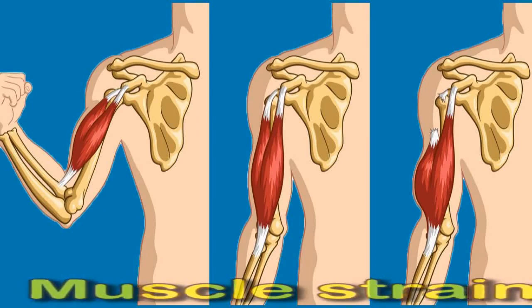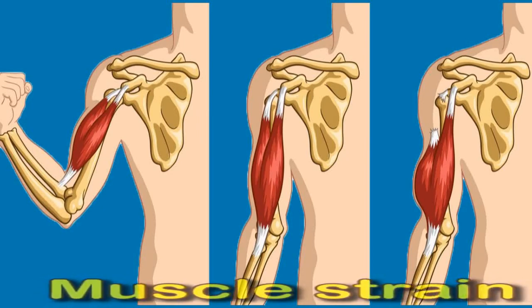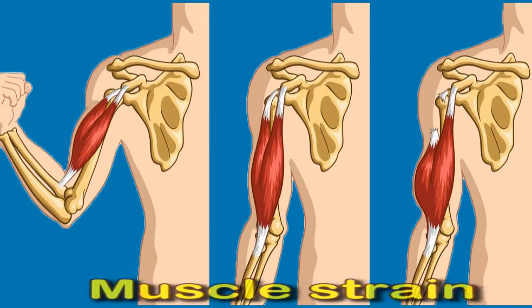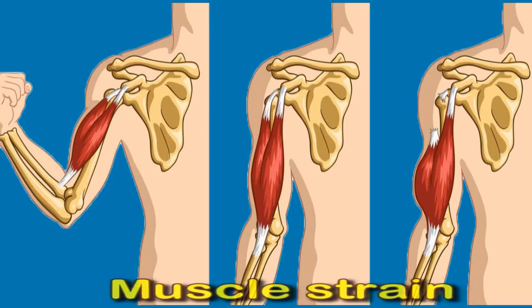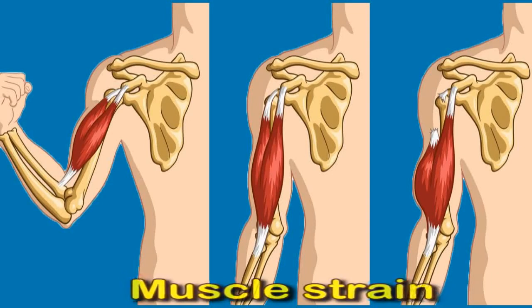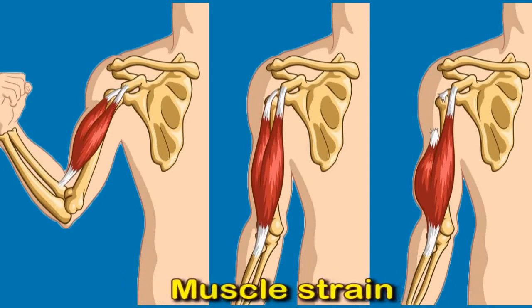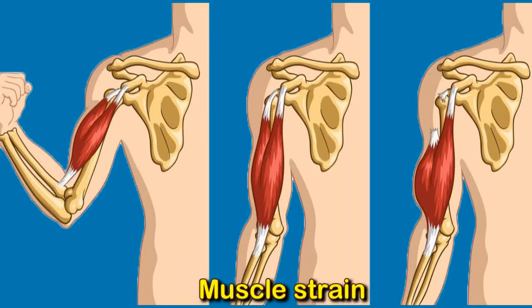Other symptoms. The symptoms of muscle strain depend on the severity of the injury. Grade 1. A mild strain causes pain and tenderness in the muscle, often the day after the injury. Grade 2. A moderate strain causes significant pain, moderate swelling, and some loss of muscle strength. Grade 3. A severe strain causes severe pain and swelling, and a complete loss of muscle function.